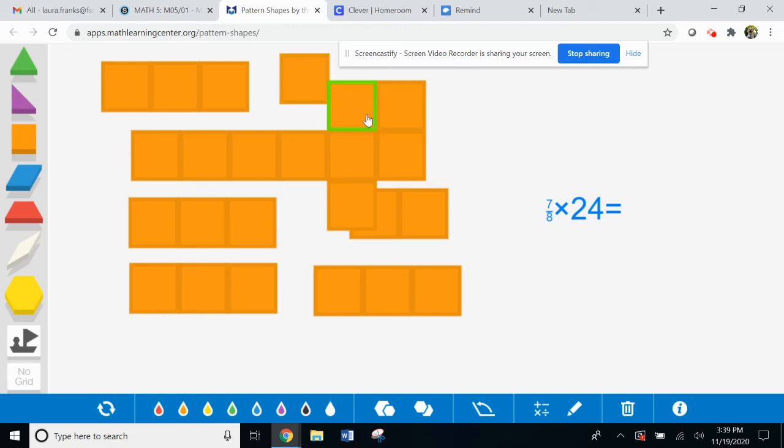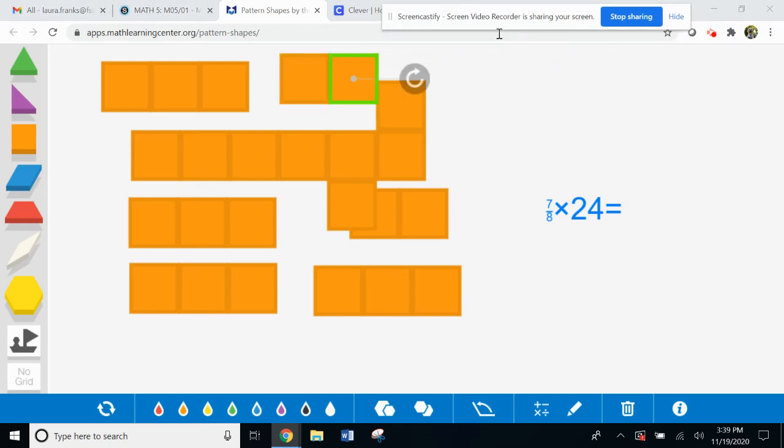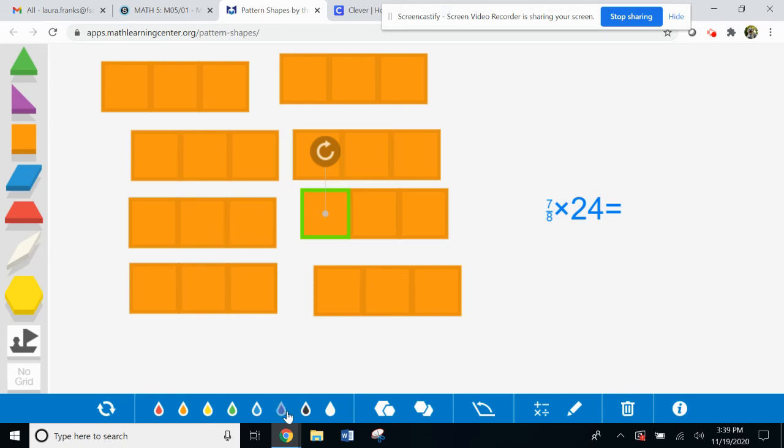So these problem strings, remember, they always start with an easier problem. And then usually that gives us a strategy or a jumping off point to solve a harder problem. So we already knew that 1/8 of 24 was 3 because we have our 8 groups. One group had 3 in it. So now what we would need to do is just look at 7 of those groups. So all of the groups except 1, pretty much.